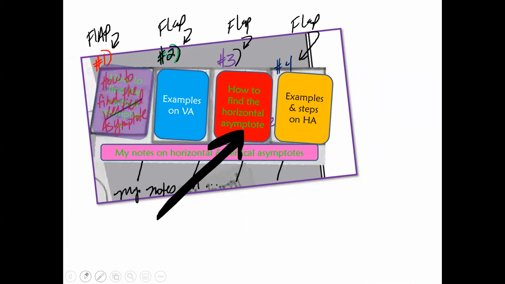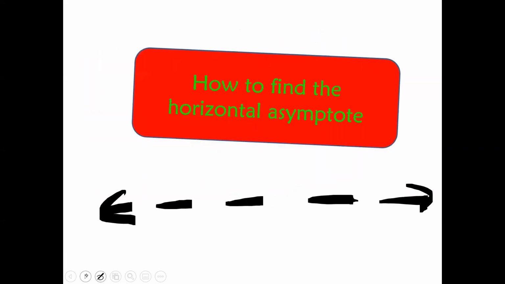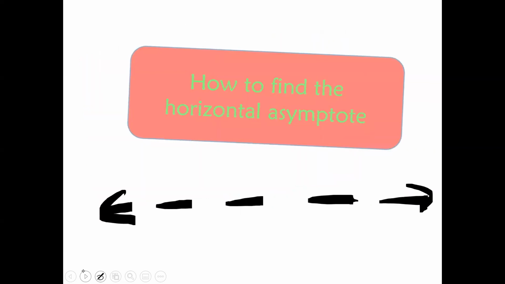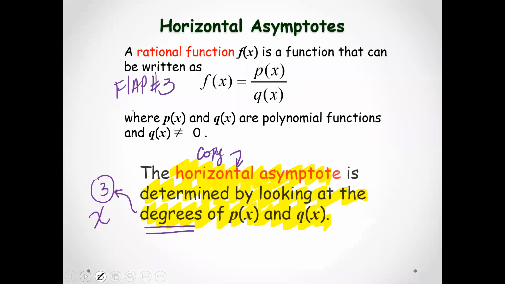Okay, now let's go over to finding the horizontal asymptote. Here are the rules and steps. A horizontal asymptote is going to be horizontal, going from left to right. So when you're looking at the horizontal asymptote, it is essentially looking at the degrees of p of x, which is the numerator, and q of x. And there are 3 different rules.